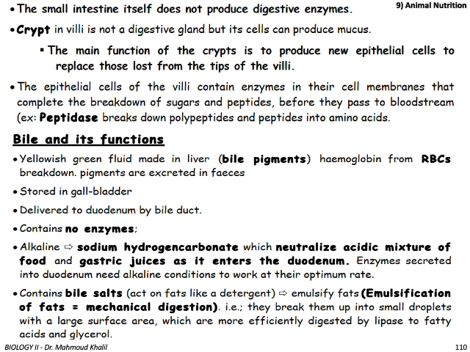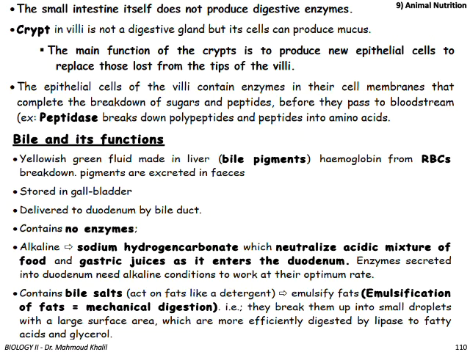The bile is alkaline due to the presence of sodium hydrogen carbonate, which neutralizes the acidic mixture coming from the stomach, the gastric juice, as it enters the duodenum. Enzymes secreted in the duodenum need an alkaline medium, so that's why there is sodium hydrogen carbonate, for an optimum rate of reaction. The bile also contains bile salts, which act on fat like a detergent for emulsification. This emulsification is a kind of mechanical digestion. They break fats into small droplets with a large surface area to be more efficiently digested by lipase into fatty acids and glycerol.